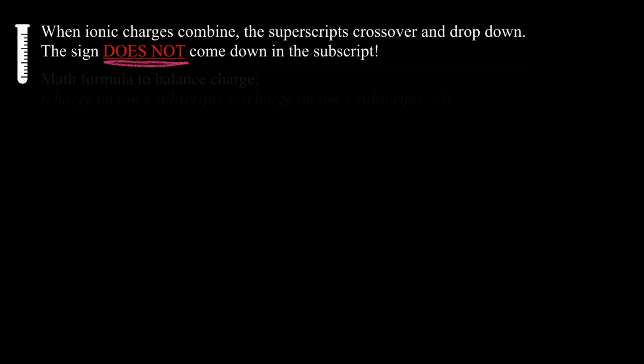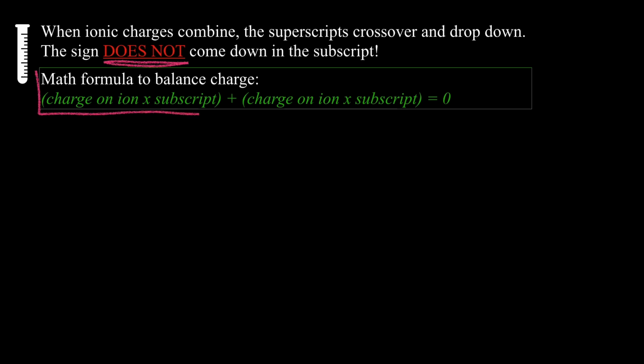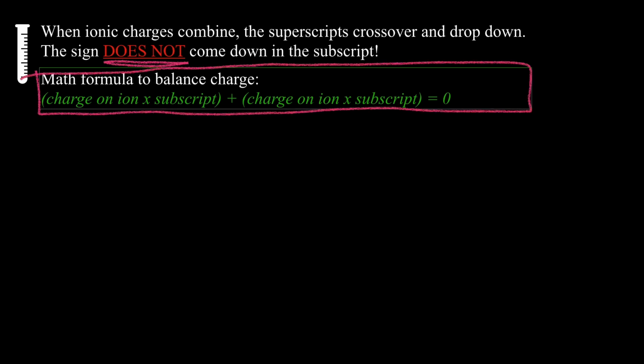So let's look at the formula. The charge of the ion times the subscript that came over, plus the charge of the ion times the subscript, equals 0. Let's go ahead and work through 5 equations to show the math and justify why we do crossover. Starting with Na+ Cl-.